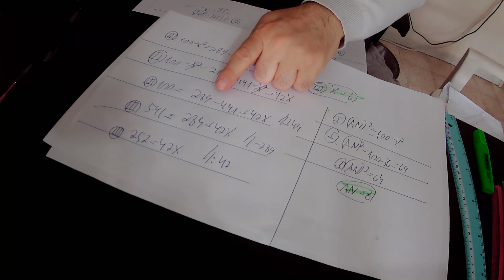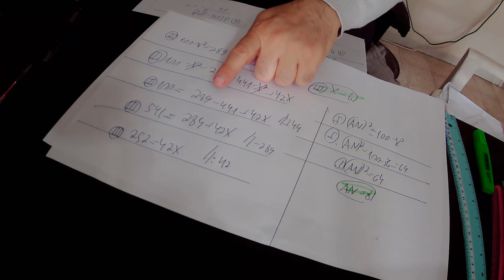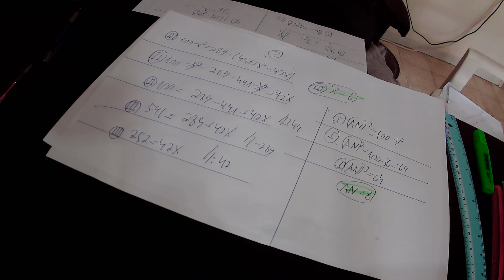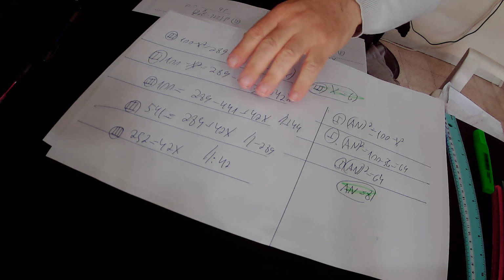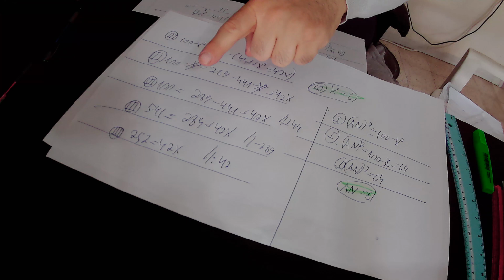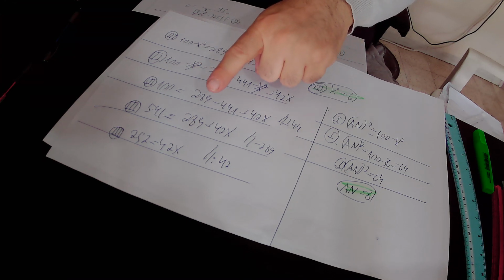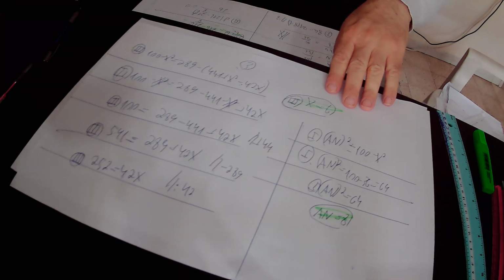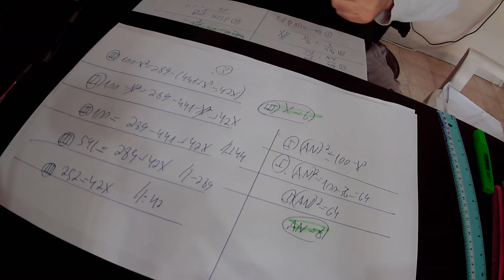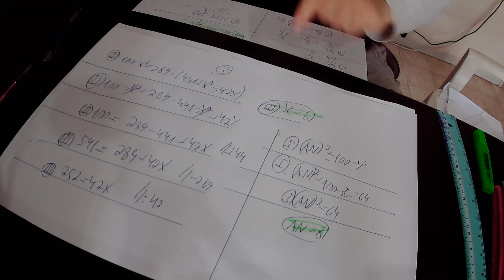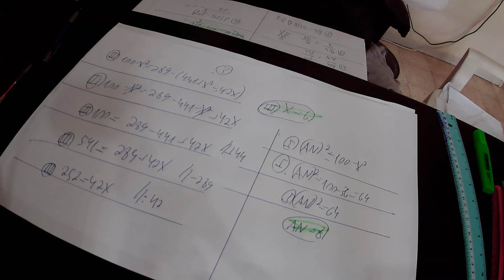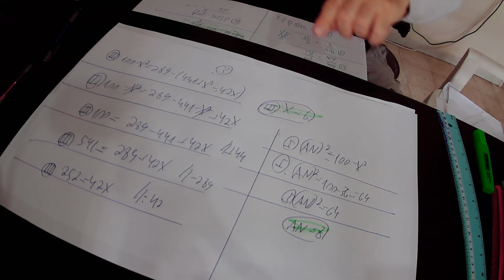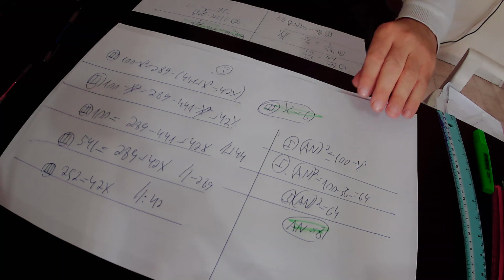Here we subtracted 289 from this equation 3, and finally found that 541 minus 289 equals 252, and it is equal to 42x. Here we divided this equation 3 by 42, and finally found that x equals 252 divided by 42, which is 6. Okay, so x equals 6 units in length.